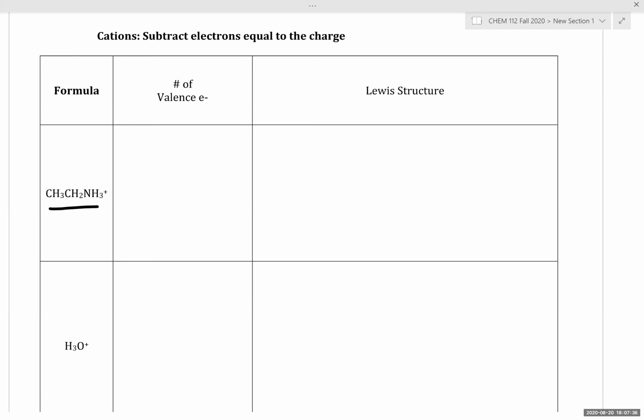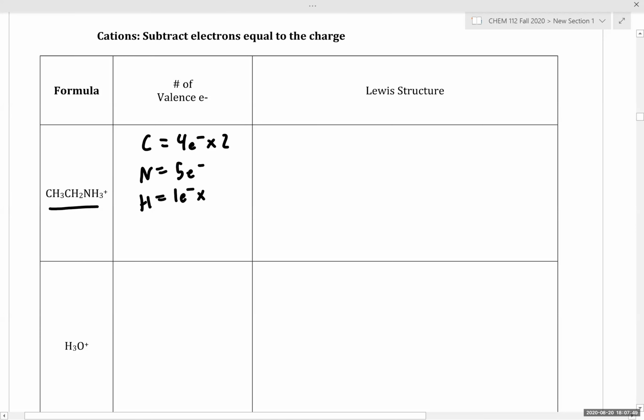So counting our valence electrons, for carbon, we have 4 electrons and we have 2 carbon atoms. For nitrogen, we have 5 electrons. For hydrogen, we have 1 electron and we have 8 hydrogen atoms. However, because our species is positively charged, we need to subtract 1 electron from our total. So we have, instead of 21 electrons, just 20 electrons to work with.